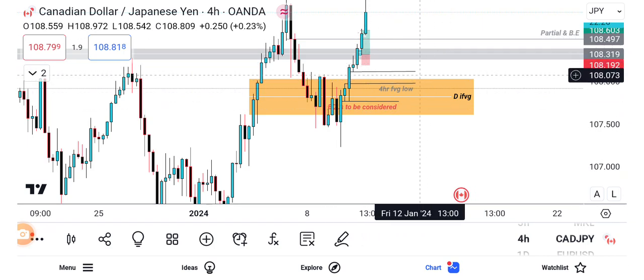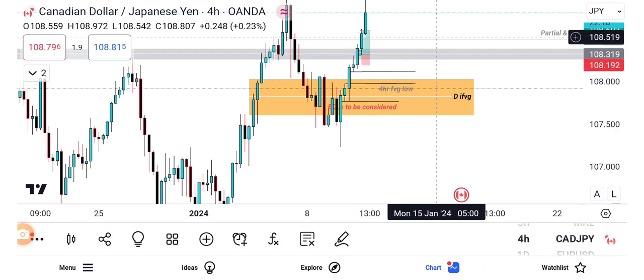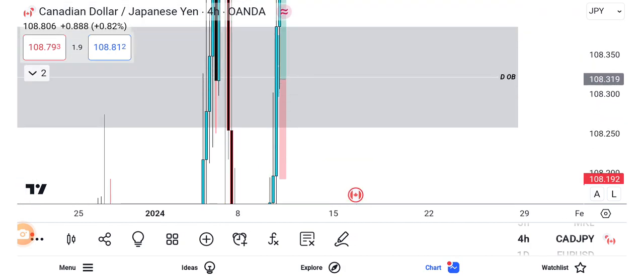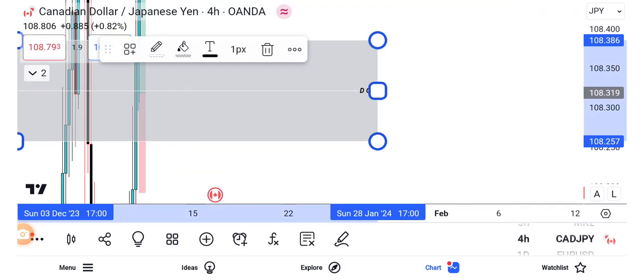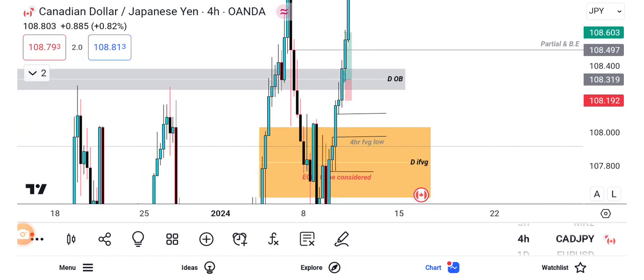So over here we are seeing this fair value gap, but I didn't want to see it being tapped into. We'll get to see why. And you can see where I did enter my trade. It was inside this daily order block. Let me mark it so that we may keep it in our mind.